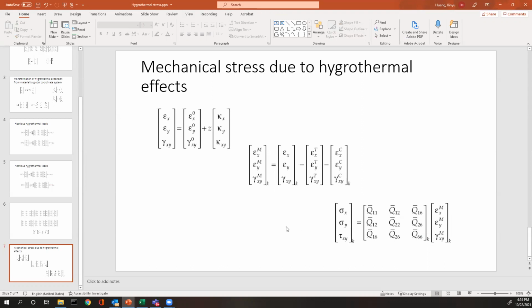If there's an additional moisture effect, you would calculate moisture induced stress, temperature induced stress, and then on top of that, you calculate mechanical external load induced stress. And the sum of the three is the true stress in each layer.